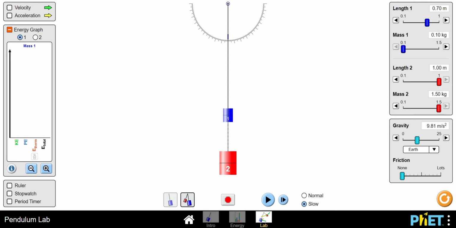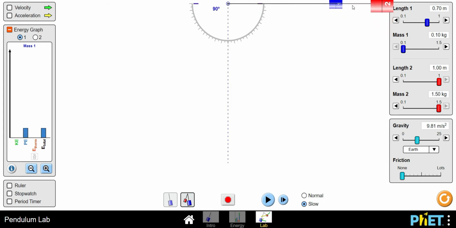Everybody, and today I'm going to show you how potential energy and kinetic energy works. Now, I have paused the simulation so I can show you what I am going to be doing. So these are both at 90 degrees.